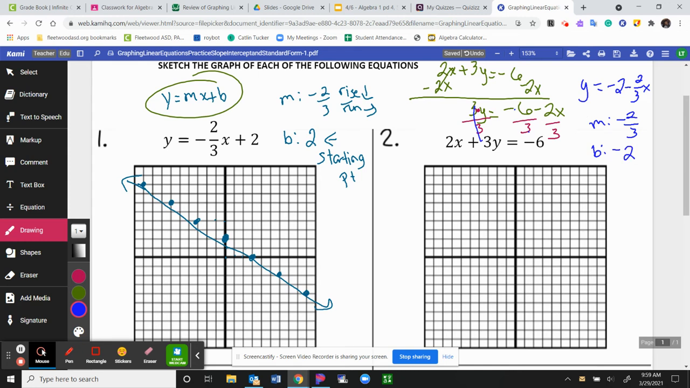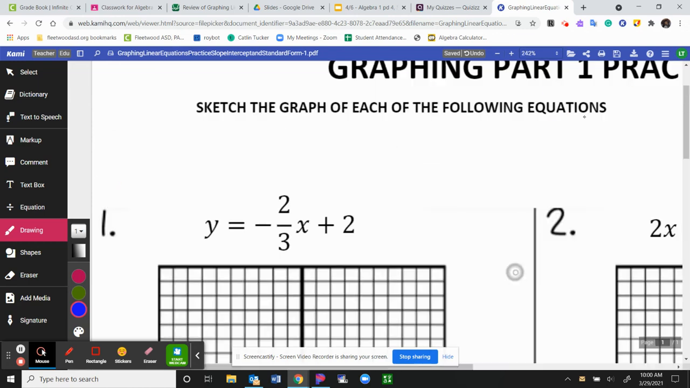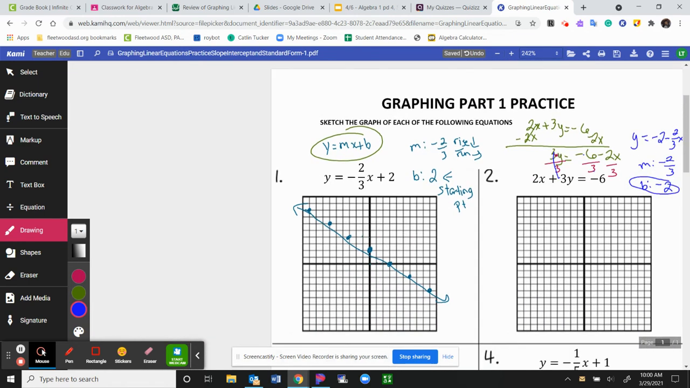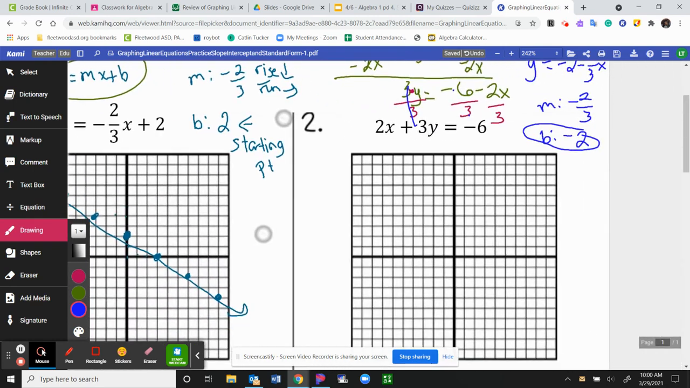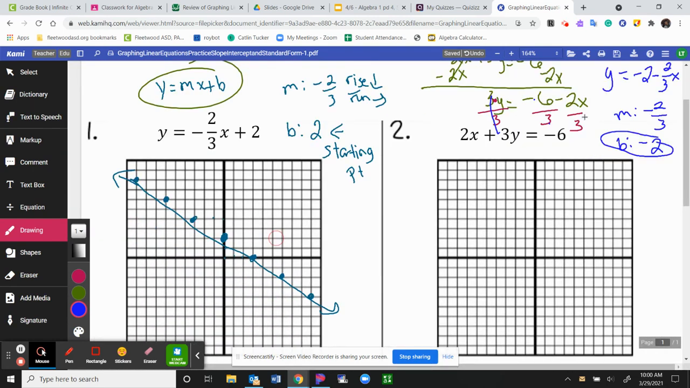All right, so this equation looks very similar to our last one. The b is always our starting point again, so I'm going to start at negative 2 on the y-axis. Okay, right there, negative 2. And my slope is negative 2/3. So again, that means down and to the right. So I'm going to go down 2, to the right 3, down 2, right 3, and I'm going to continue that. And then again, I can go the other way, up 2, left 3. And connect your dots. Okay.